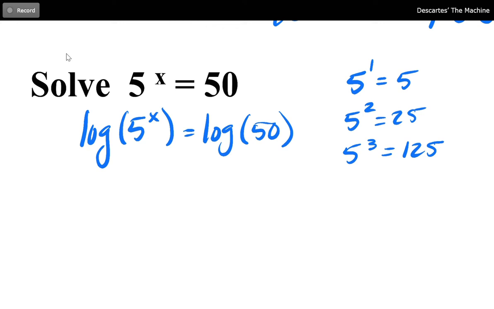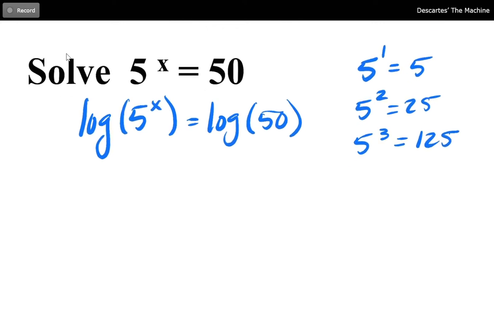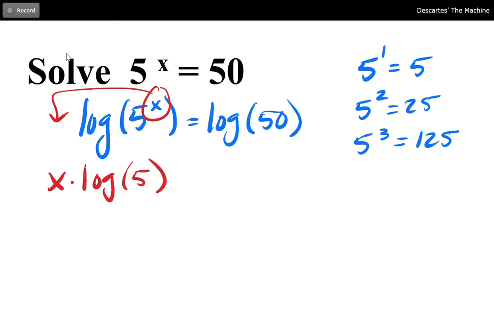like an operation. So now that I've got it in logarithm form, I can use the properties of logarithms to get that exponent x out of the exponent and bring it down as a multiplier. Remember the power property of logarithms? This now becomes x multiplied by log 5. And of course, this one is log of 50.